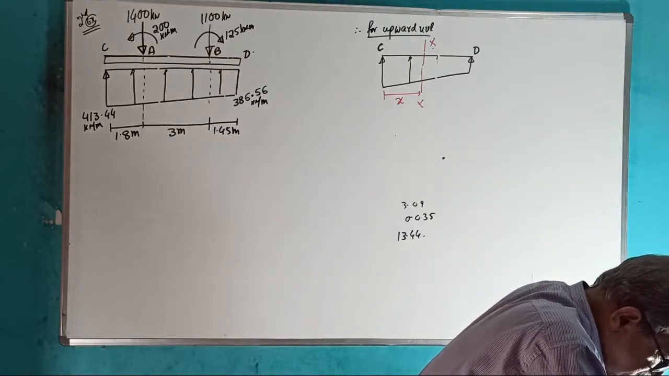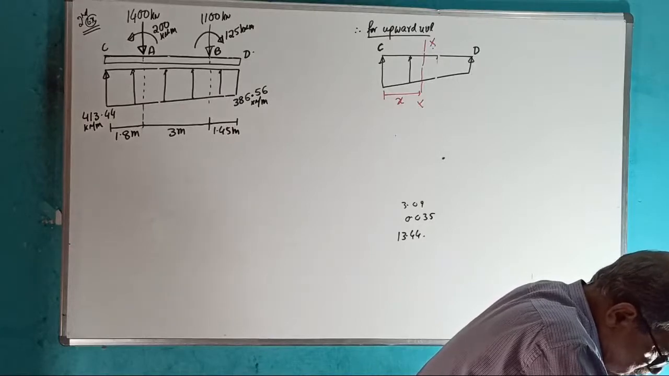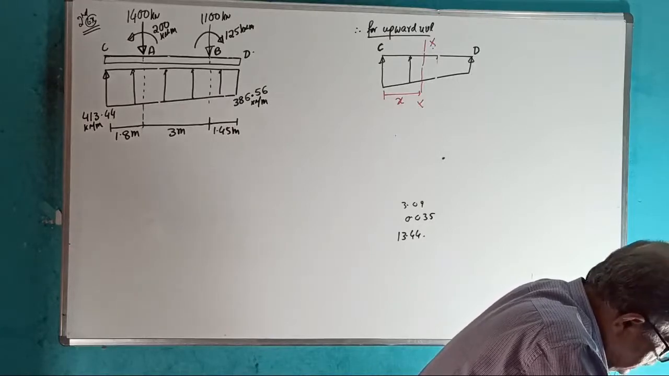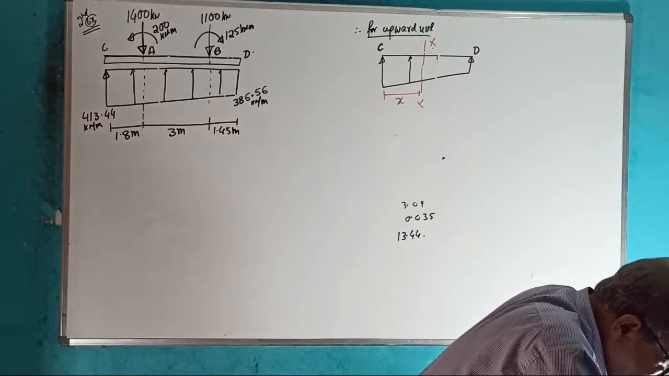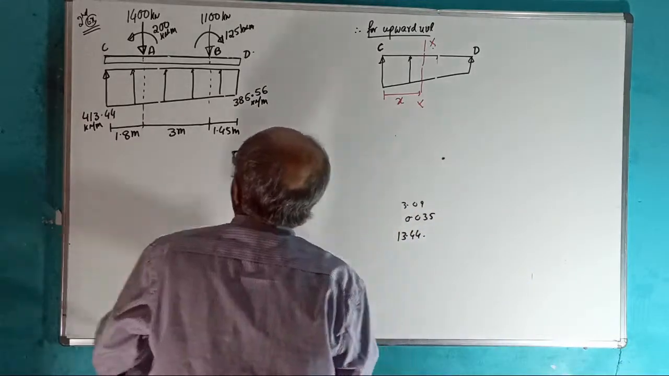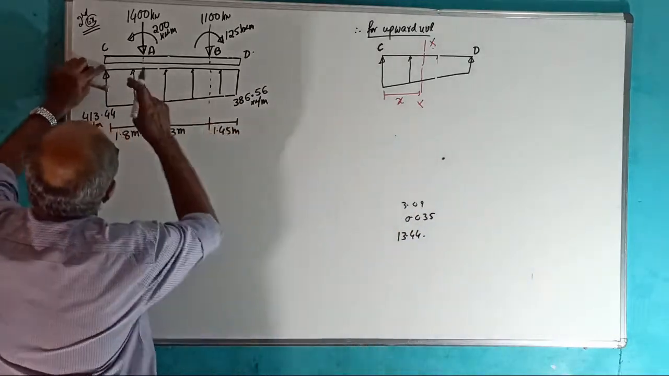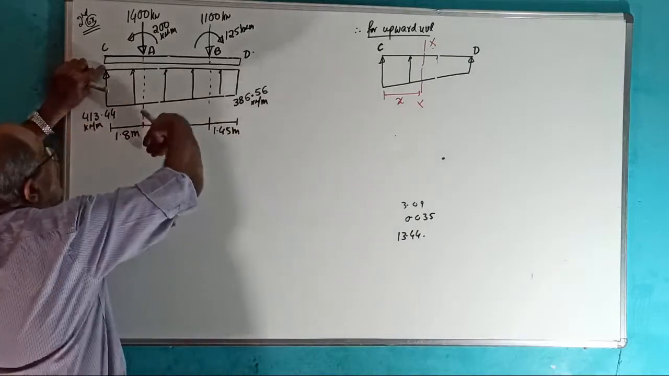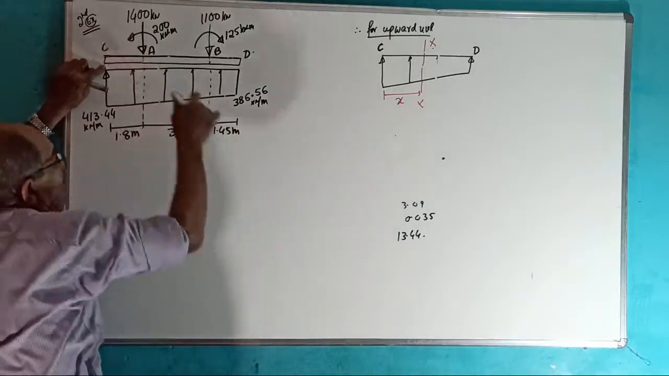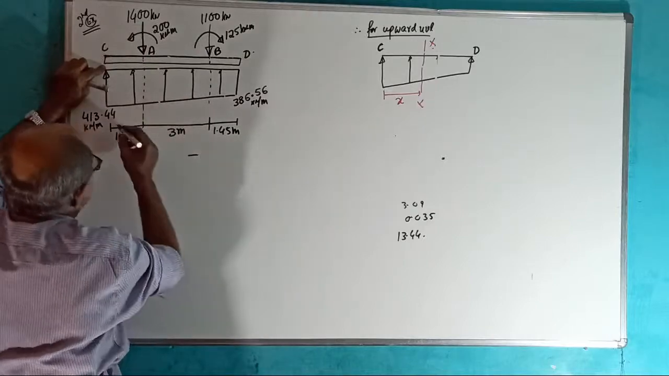How do you answer? Answer now. Is it coming 0 now? There is a print mistake there. 0. Okay. Now, take moment about this point. If you take moment about this point, moment of this load is anti-clockwise. See, it is minus how much?